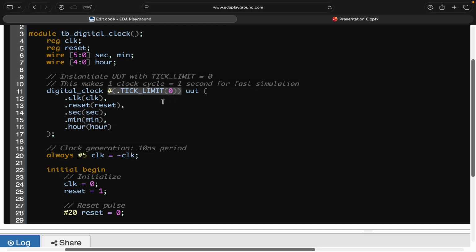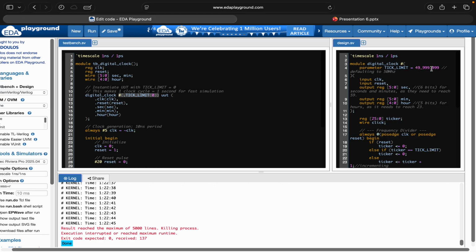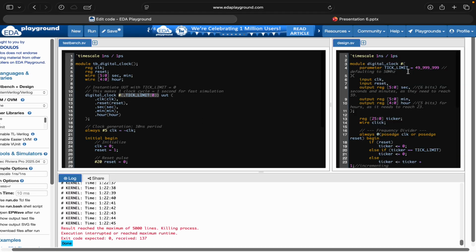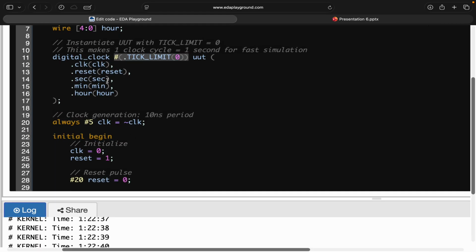So even though I have given my tick limit to be 4, that's 50 megahertz minus 1, I need to set it to 0, because if I keep this, the simulation will run for the whole day. I cannot complete it within seconds. It will take me the whole day to show you the output. So what we do here is we'll set the tick limit to be 0.